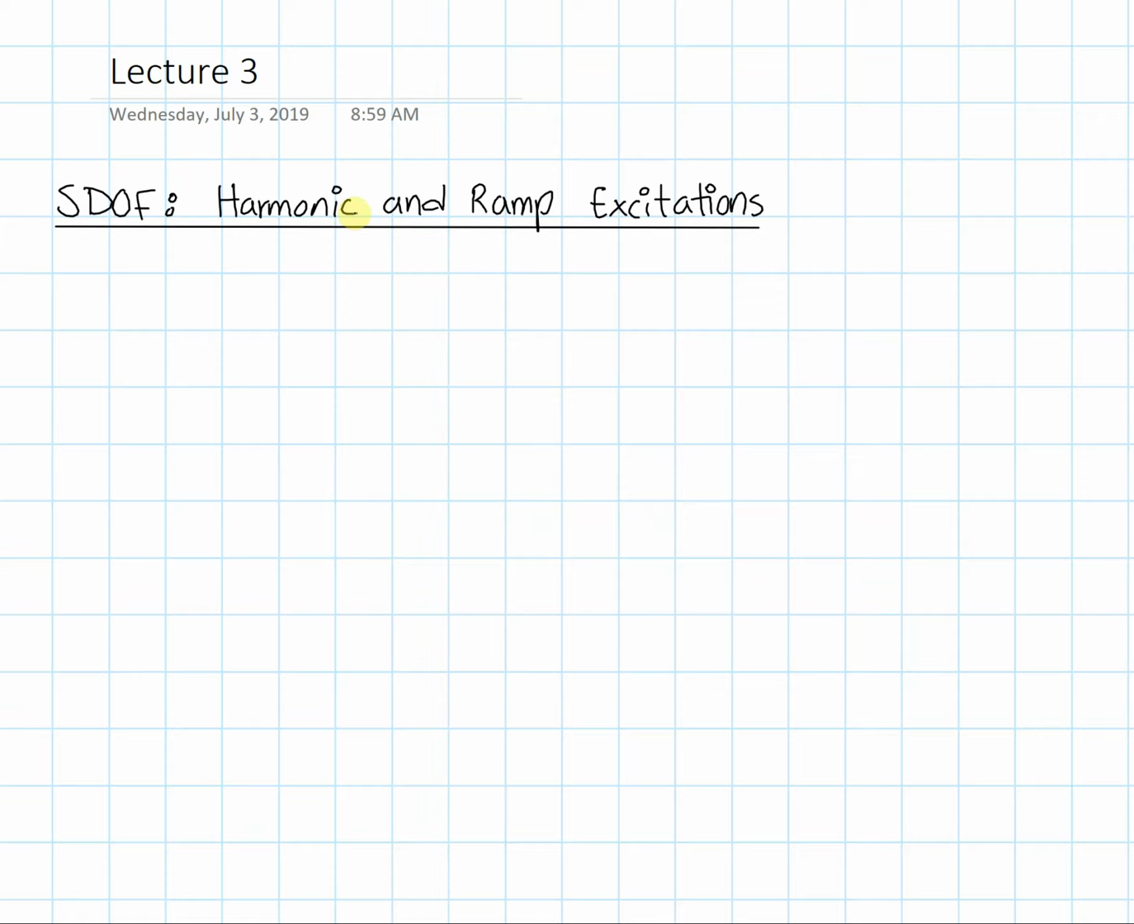Welcome back, friends. Today we're discussing harmonic and ramp excitations. And we're going to start off by looking at our undamped equation of motion. So we had m u double dot plus k u.